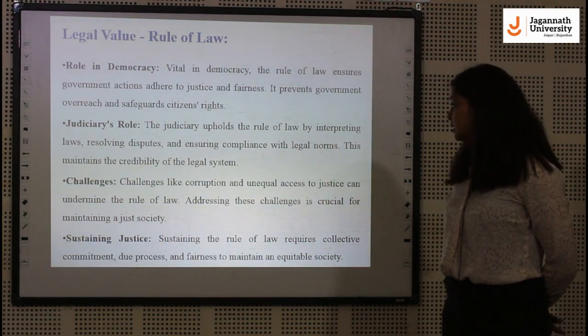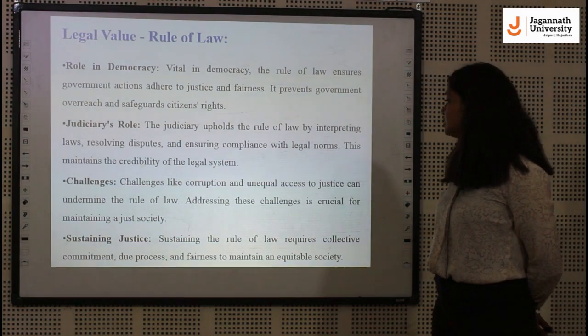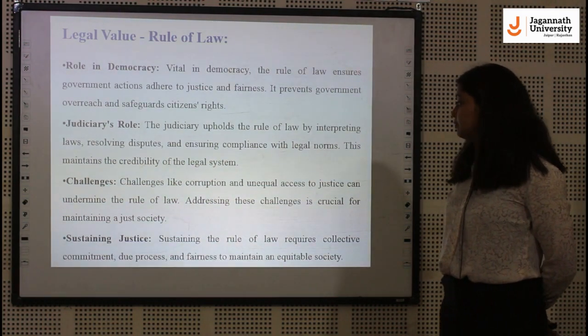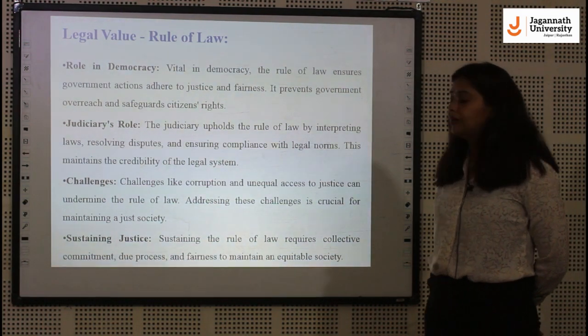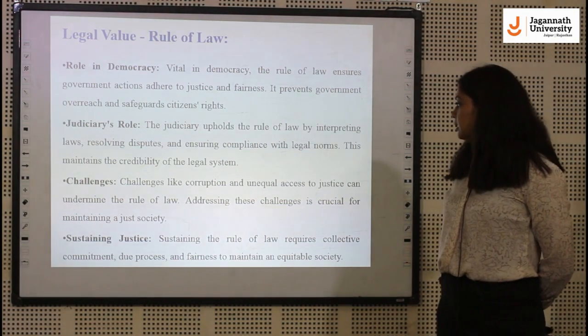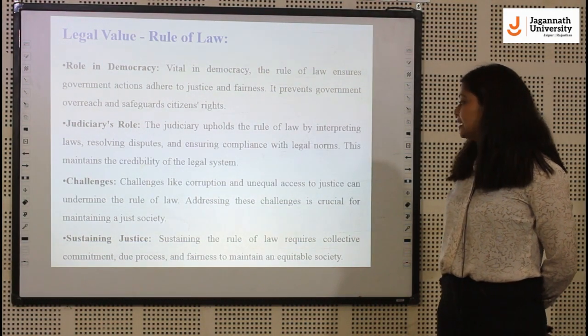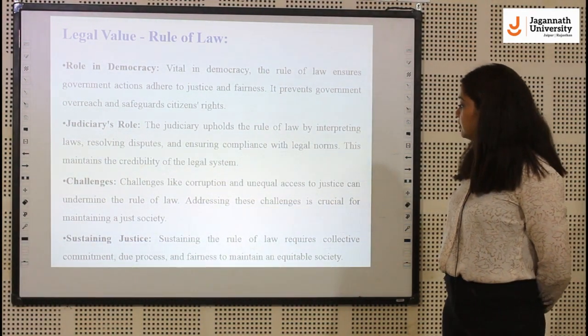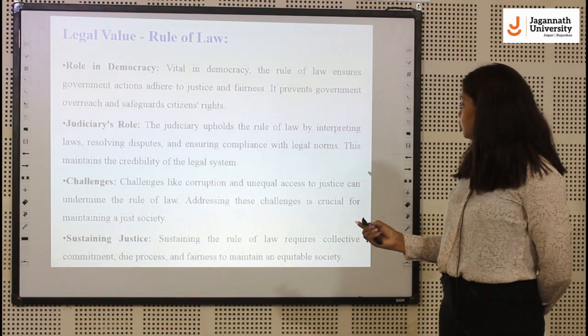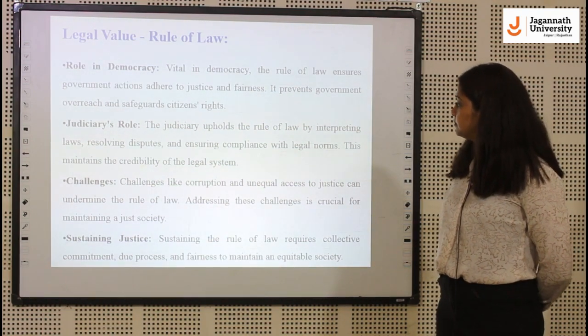Challenges are corruption and unequal access to justice, and overcoming them is very crucial for maintaining a just society. Sustaining the rule of law requires collective commitment, due process and fairness to maintain an equitable society.